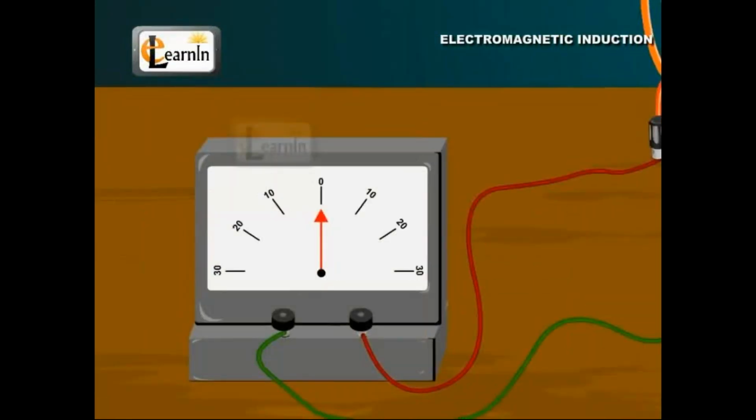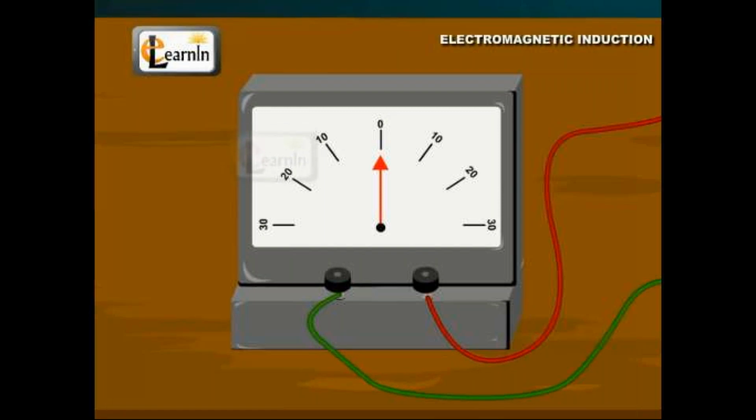So here the coil is stationary, and the main purpose of the galvanometer is to show how much induced EMF happens around the coil. If it indicates zero, it means there is no flux linkage in the coil.